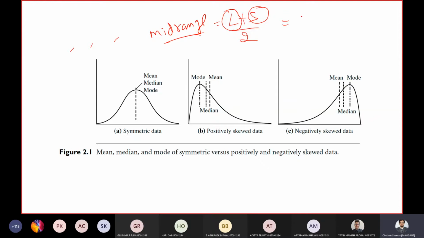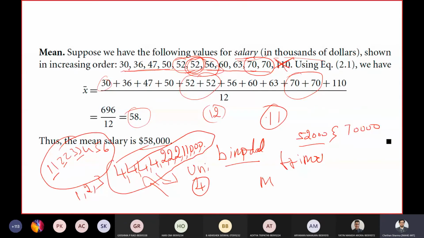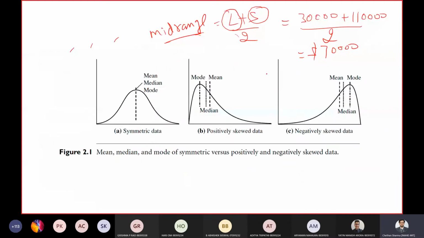In the data set which we have used, the smallest is 30,000. The largest is 110,000. The average of these will give you 70,000. So the mid-range of the data set which we had considered for the salary example is 30 plus 110 divided by 2, which gives you 70. Okay. So these are a few central tendencies, and based on these you can draw some graphs and make some observations.